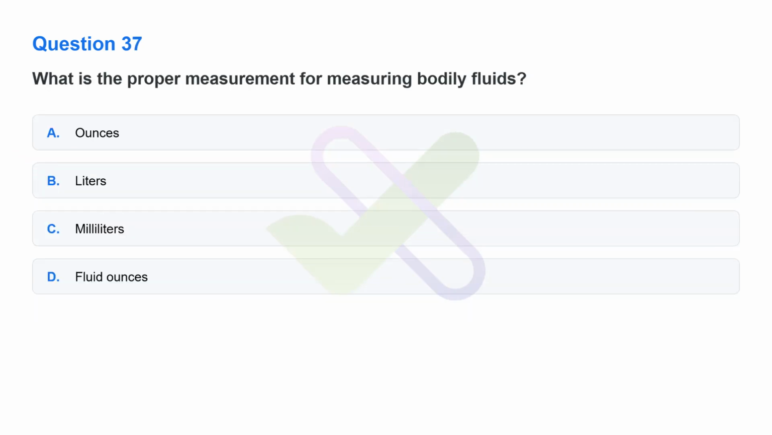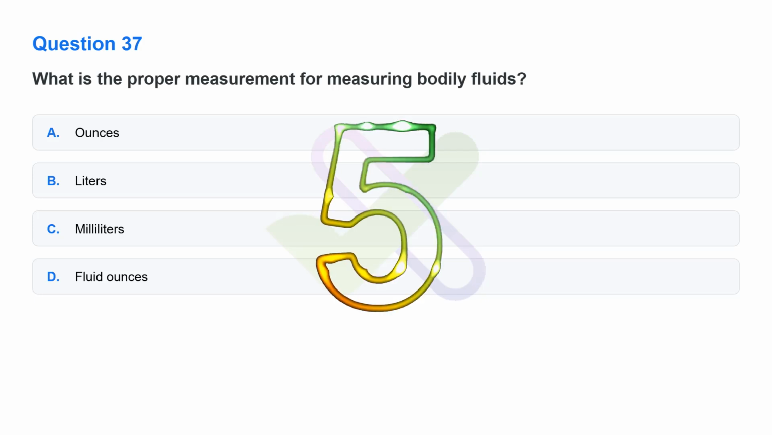What is the proper measurement for measuring bodily fluids? A. Ounces. B. Liters. C. Milliliters. D. Fluid ounces.